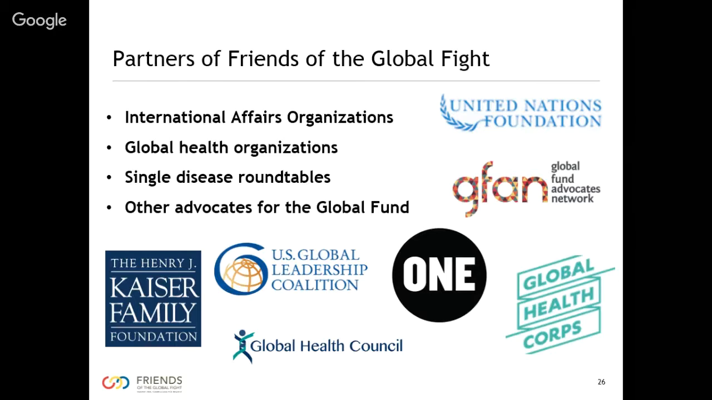So this slide largely highlights some of our partners, including the Global Health Corps, as well as the United Nations Foundation, GFAN, the One Campaign, the U.S. Global Leadership Coalition, the Global Health Council, and then also the Kaiser Family Foundation. We really rely on our partners to amplify messaging. When the president's budget comes out, we all work together, and it's important for partners to work together in messaging and advocacy to really create the change that we're looking to achieve.